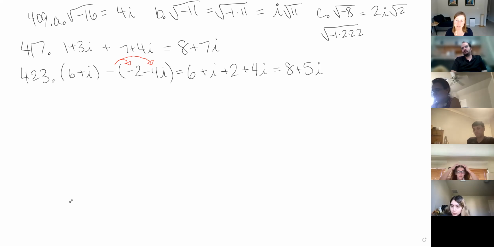So notice on these problems that I'm writing the i component second. That's just how we write it traditionally in math. Traditionally, we write the real piece first, which is the 8 in both problems we just did. And then we write the imaginary component second. That's just how we traditionally write it. All right, 431.